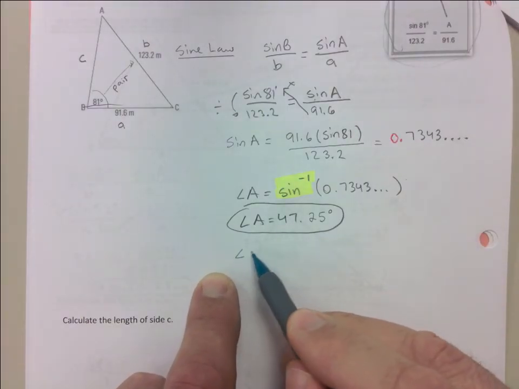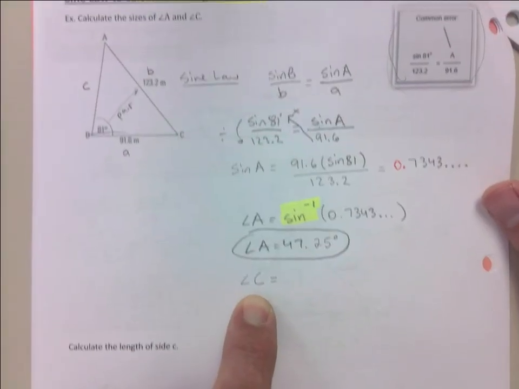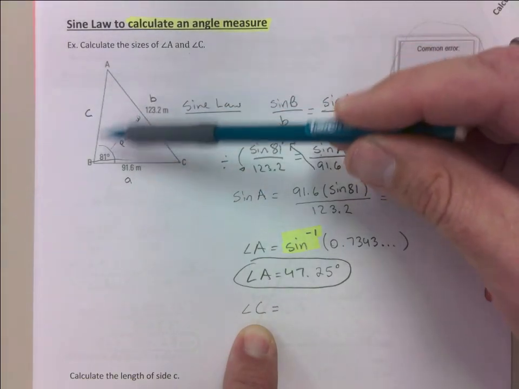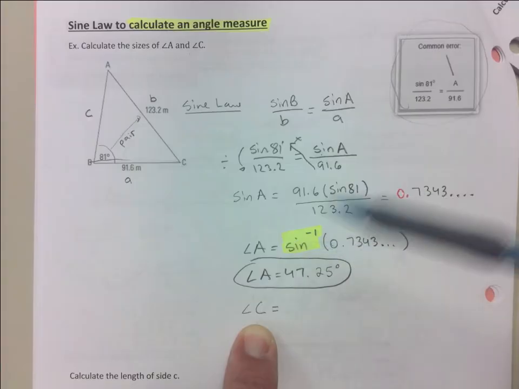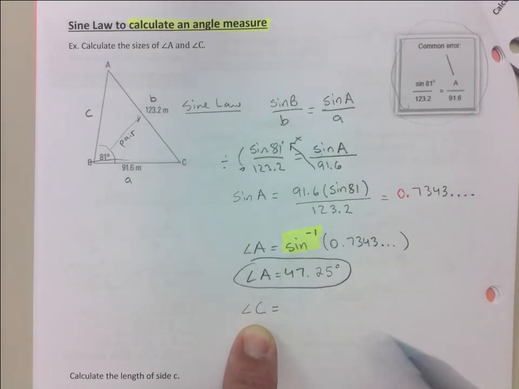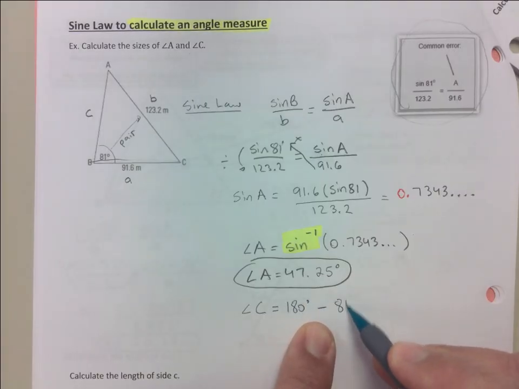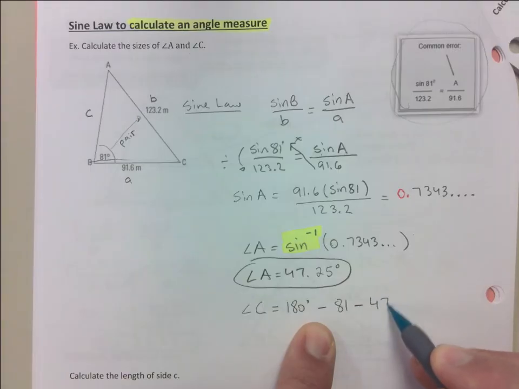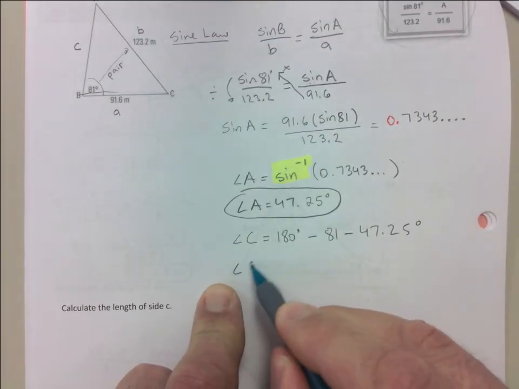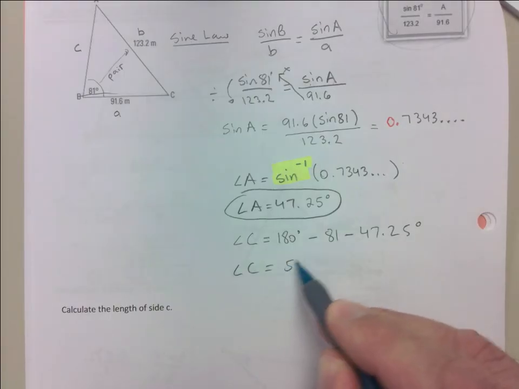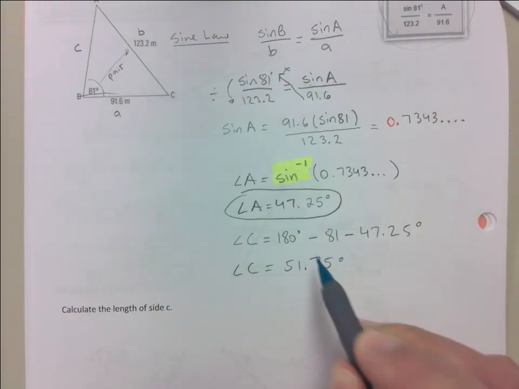So that's your angle A here. Angle C, how will we find angle C? We now found a second angle. We've got 2 angles. So please don't do this again for angle C, right? Angle C is 180 minus 81 minus 47.25. It's so much easier than doing all of that work. And this is 51.75 degrees.